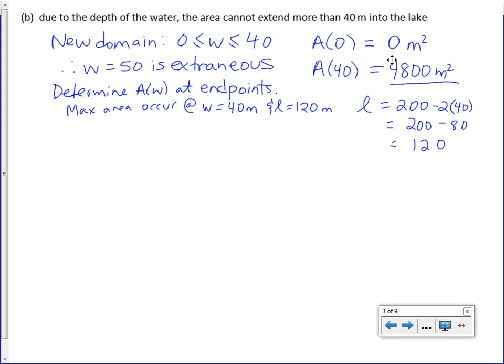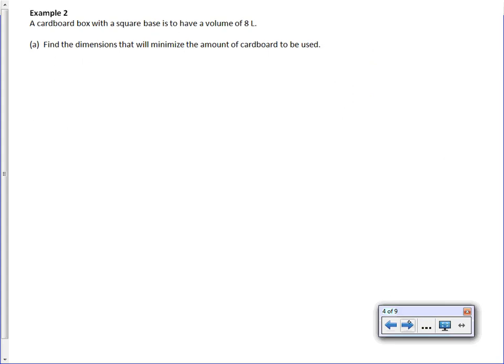Does that make sense? So moral of the story: if there's a restriction, you might have to adjust what solutions are allowed. And if none of the horizontal tangent solutions are allowed, then it's the endpoints that are going to be your options that you're going to look for. Okay? Let's do another example.